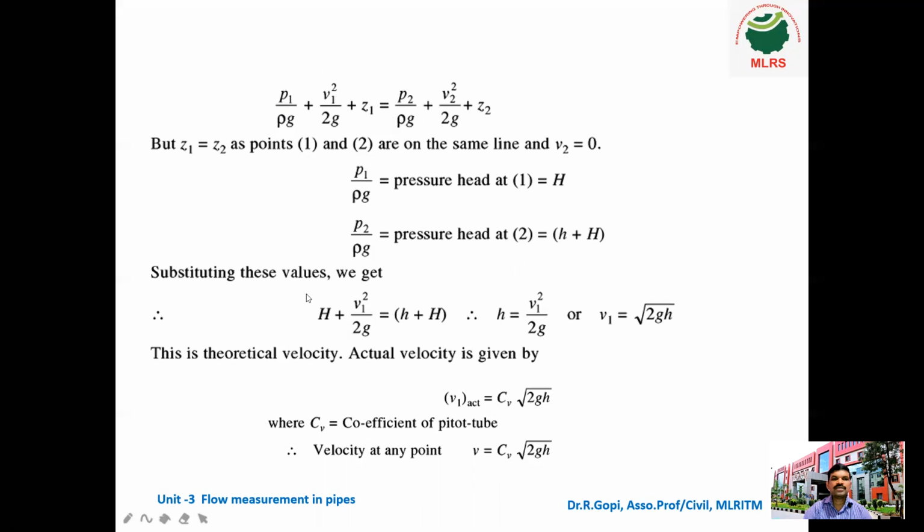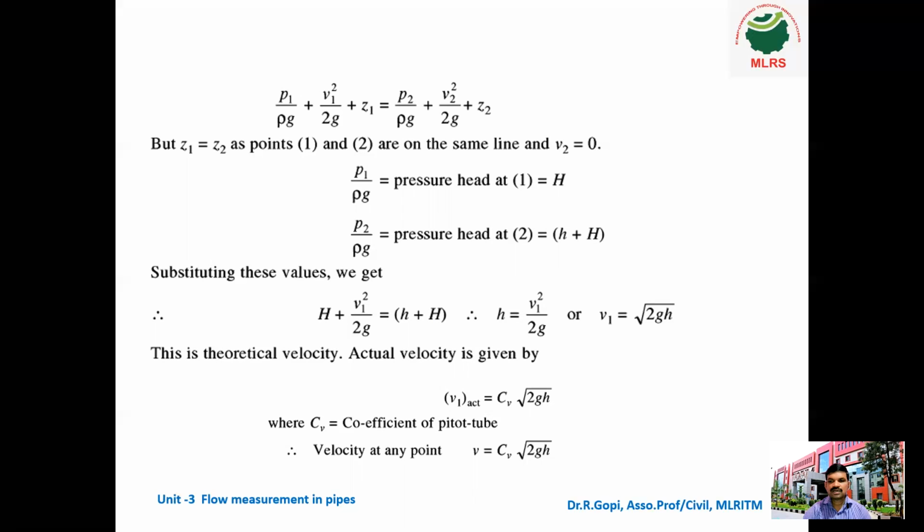Substituting these values, here capital H is there, and here also capital H is there. Both get cancelled. Here also Z1 and Z2 are the same as points 1 and 2 are on the same line, and V2 is also 0. There is no V2 here, only V1 is there. Why is V2 0? Can anybody tell? Because the diameter is the same.